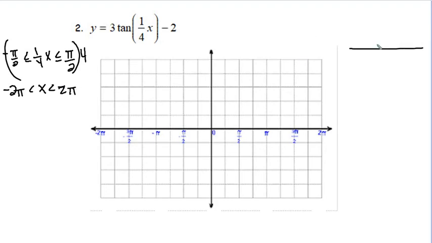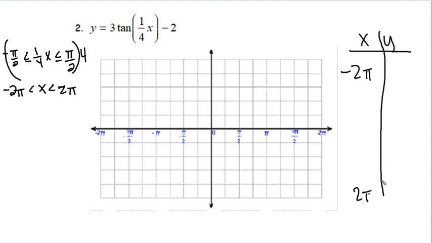So I know when I start to build my chart, see if I can do that slightly better. I'm not sure. I'm not good at straight lines on this. So we have x, y. So at negative 2 pi and 2 pi, and now I'm going to have asymptotes. And I'm going to go ahead and put those in. It just makes it a little bit easier.